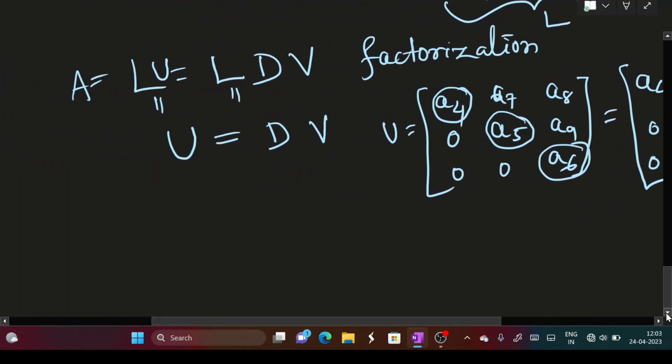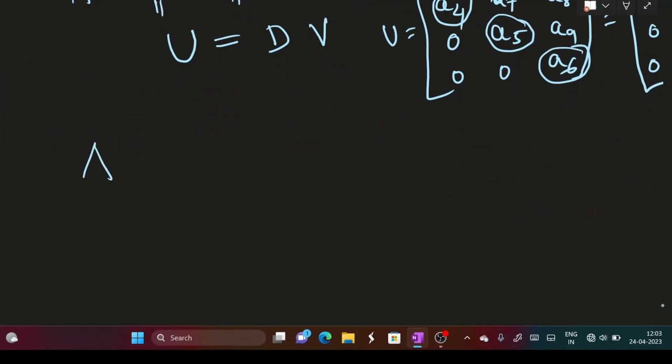So what is LDV factorization? How to get LDV factorization? A is equal to L, which is the product of the inverses of E21, E31, E32, whichever is necessary to get A converted into an upper triangular matrix U. So already I have my L, I have my D, and I have my V. So this is all about LDV factorization.